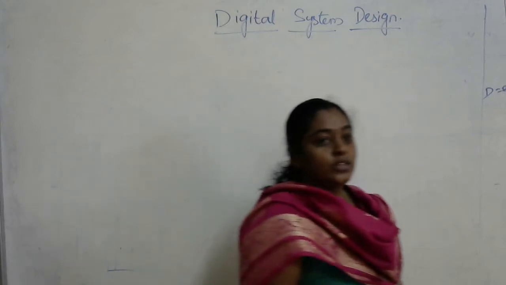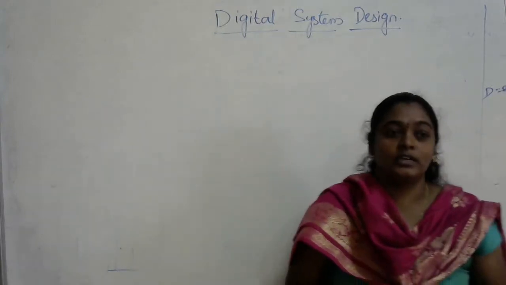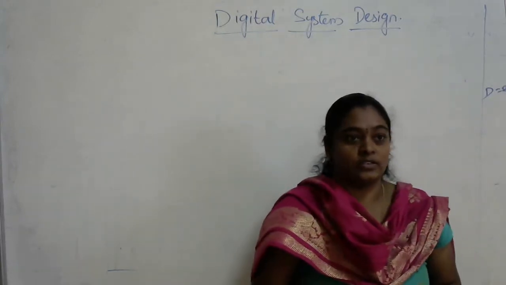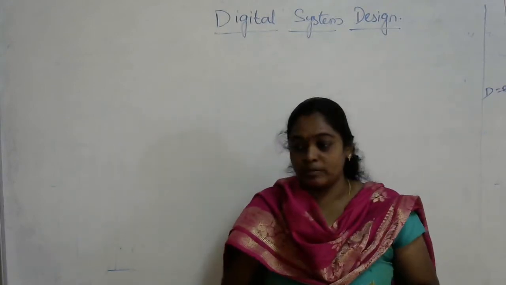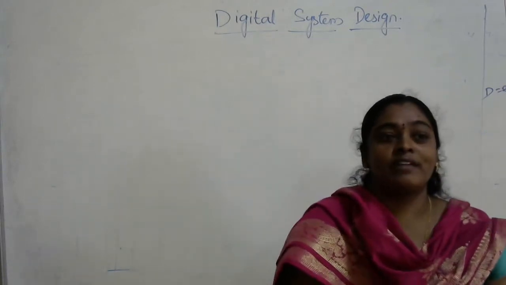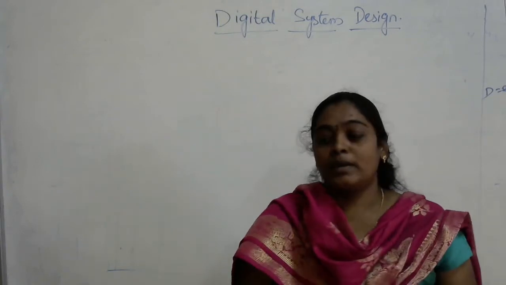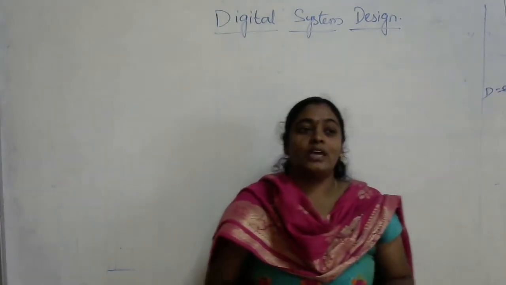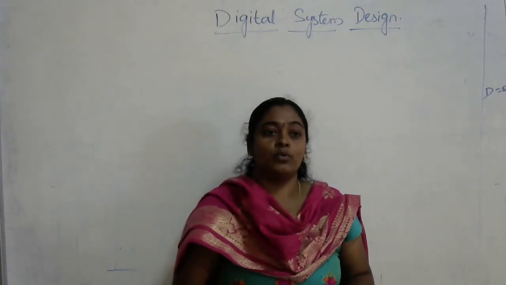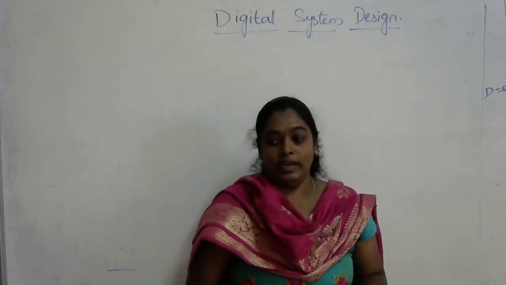This is Nagajyoti, working as an assistant professor in the Department of ECE in St. Peter's Engineering College. As we are discussing the course of digital system design, in the last session we discussed what is meant by a decoder, what the different types of decoders are, and what the IC numbers are for the 2 by 4 decoder and 3 by 8 decoder.